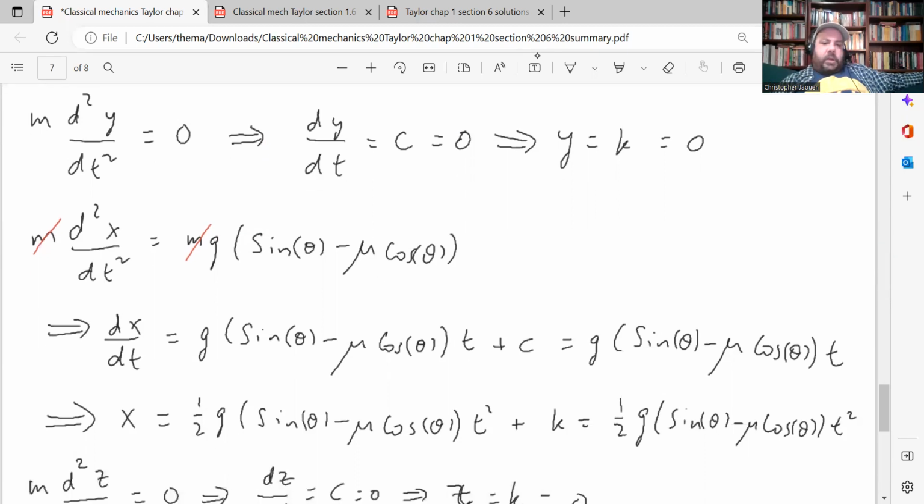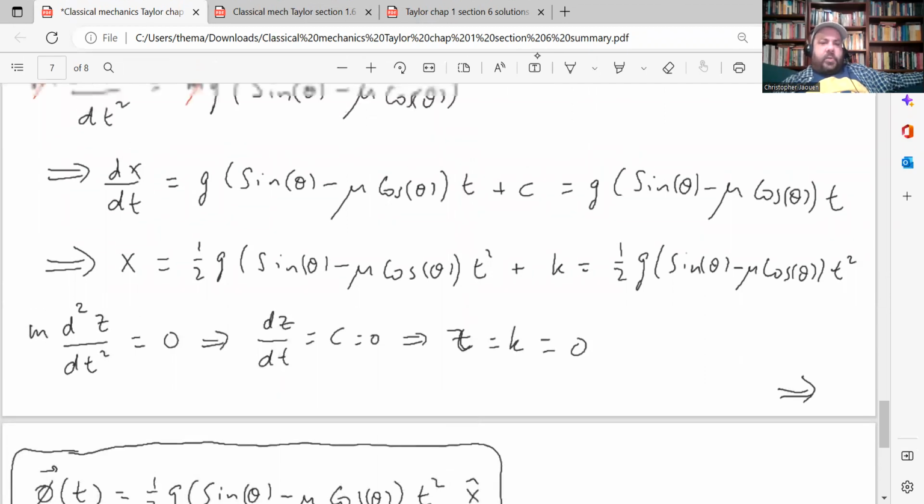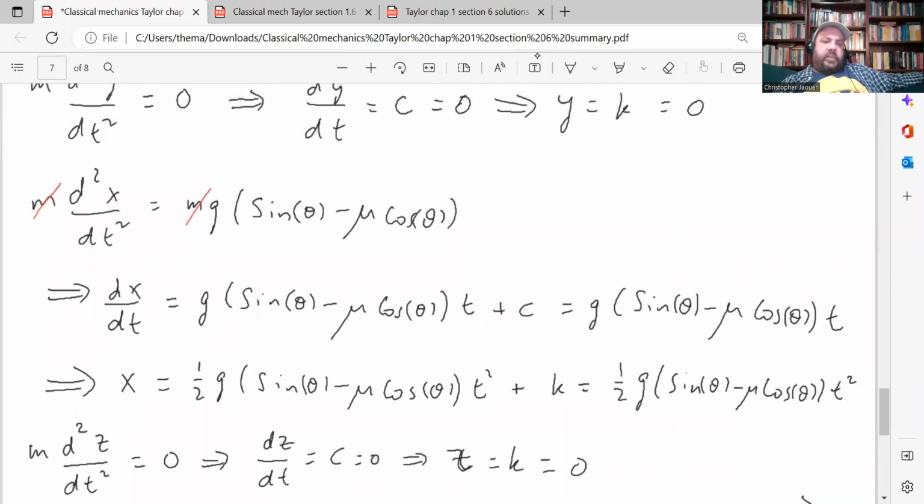Right. The most interesting one, and maybe I should say just to get out of the way, same idea for z. So the z coordinate is also 0. The only thing that's non-zero is the x coordinate. So that's where the interesting stuff is. So again, setting up Newton's law, you have m times the acceleration in the x direction is equal to the force. You can cancel out m on both sides, so we get d squared x over dt squared is g sine theta minus mu cosine theta.